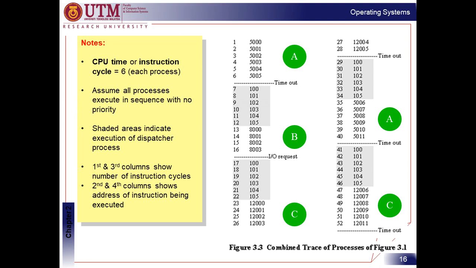Now that we have learned about individual process traces, let's look at how all of the processes work together. This diagram shows how processes can run at the same time in an operating system. In this example, the CPU cycle time for each process is 6. The execution sequence is that the processes run one after the other and none of them are given priority over the others.